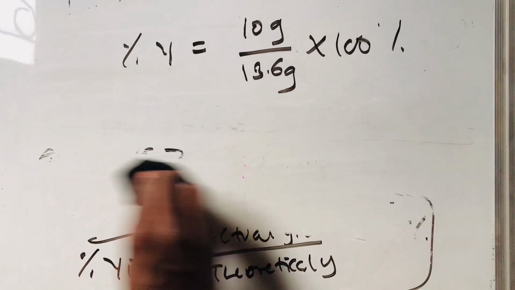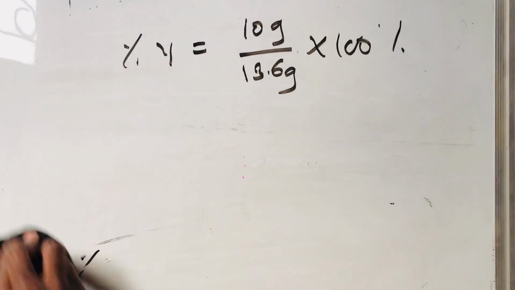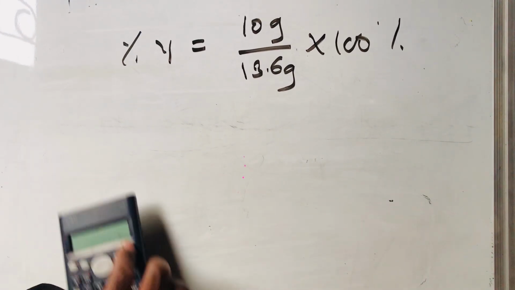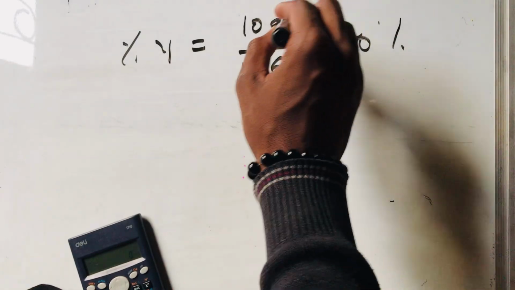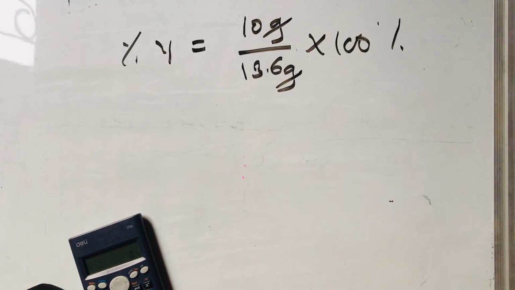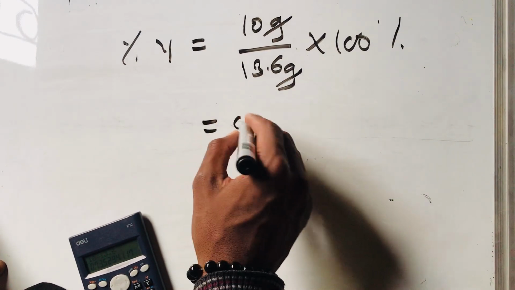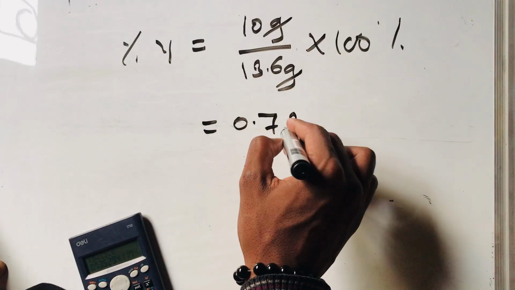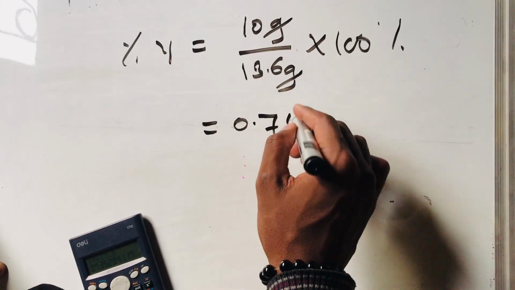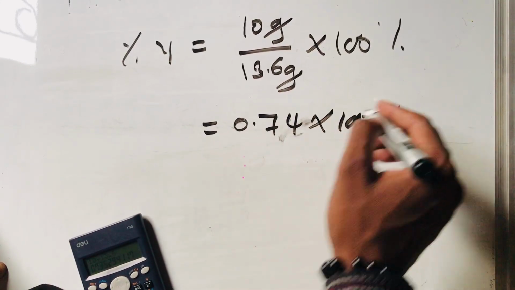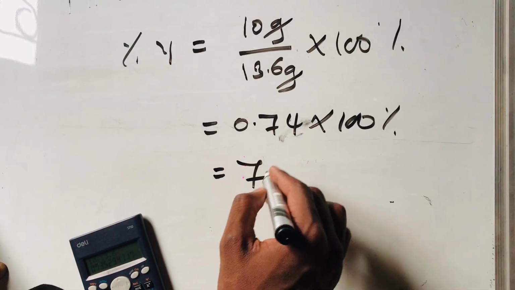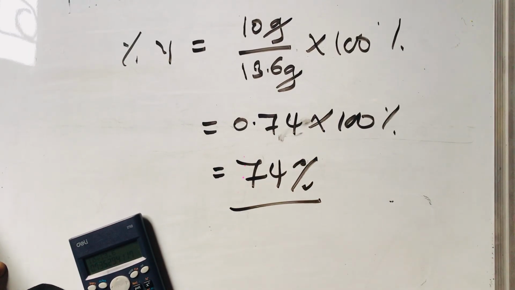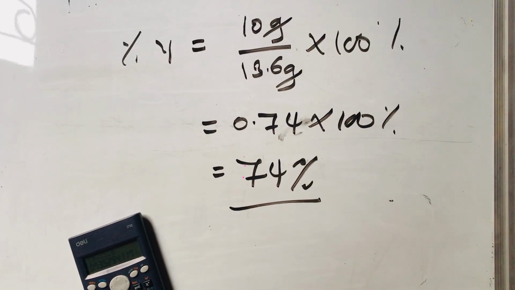So when we do the divisions, as you can see here, the grams will cancel. What is 10 divided by 13.6? We are getting 0.75, 0.74, sorry, multiplied by 100, and so the answer will be equal to 74%.